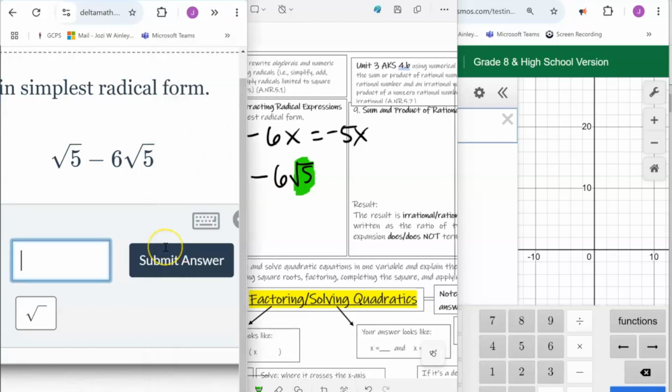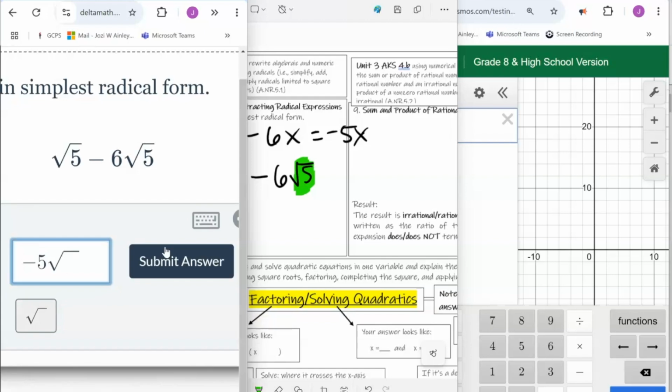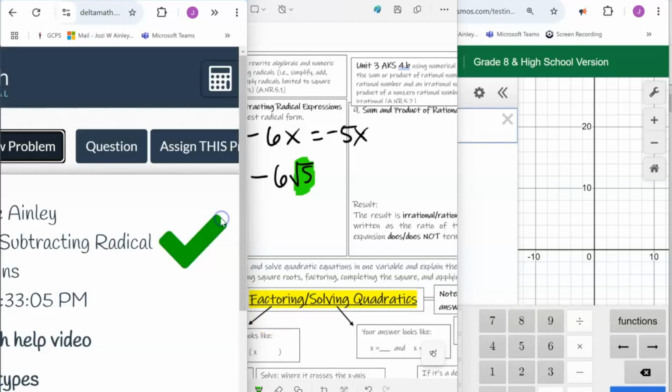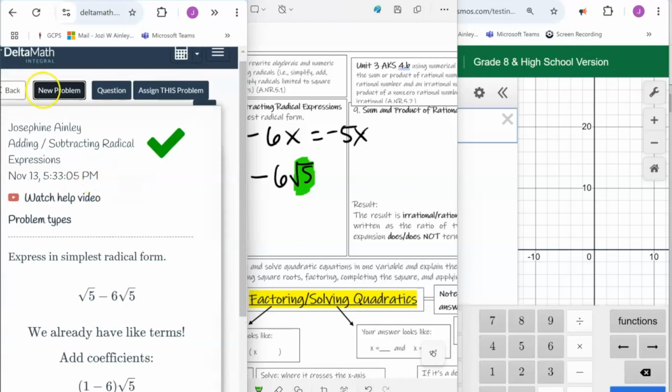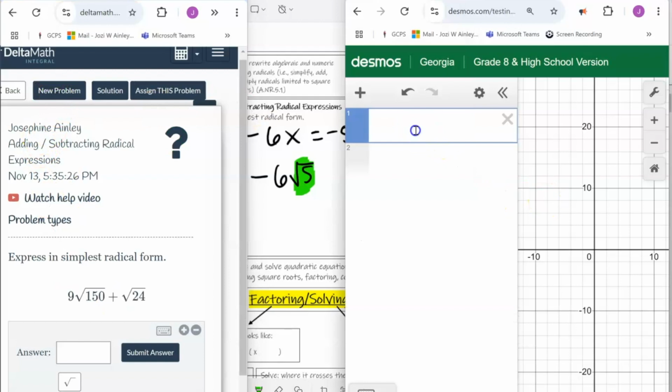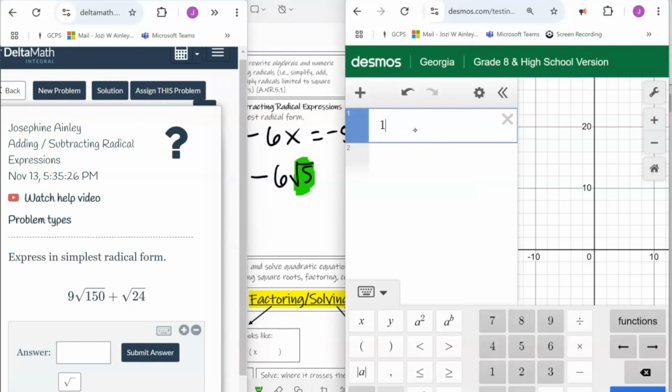So this one is negative 5 radical 5. Okay, so if the radicals are already the same, just go ahead and pretend it's an x and combine it like you normally would. And you can even put that in the calculator. So you can put what is 1 minus 6, and it'll tell you it's negative 5, and then just put the radicand.